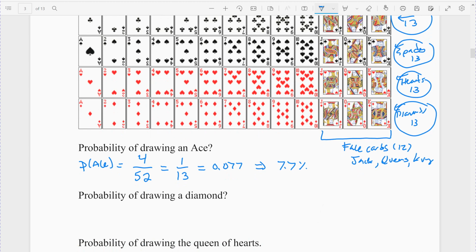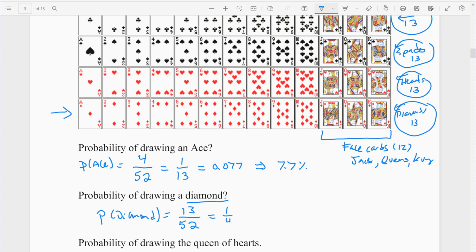Alright, probability of drawing a diamond. So the diamonds are one of our suits, right? It's the very last one listed. And if you count them, there are 13. There are always 13 in any of our suits. In this case, we're picking a diamond. And so probability it's a diamond, well, there are 13 chances of getting a diamond out of our 52. 13 of the 52 cards are diamonds.